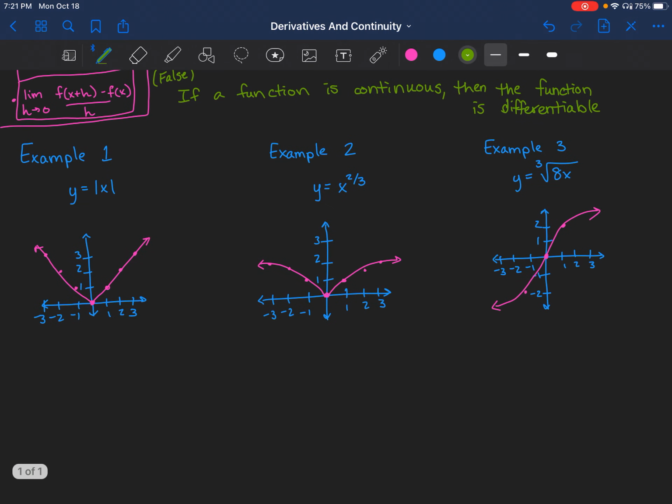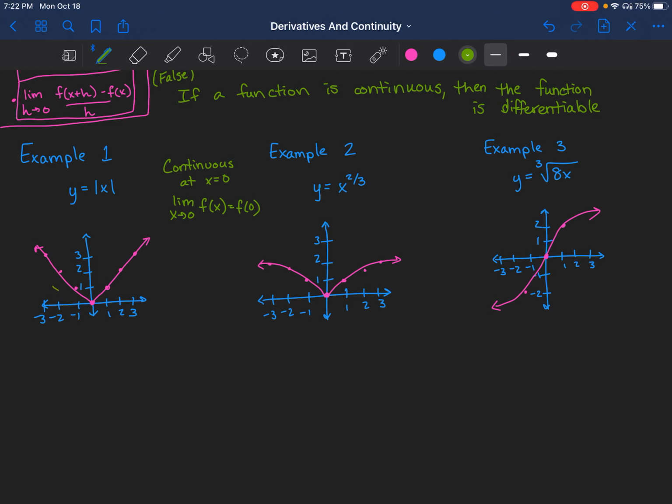And I've got three of them here. And I'm going to focus specifically on x equals 0 for all of these. Now, I do want to point out, I went ahead and graphed all these. The first one is y equals absolute value of x. Notice it is continuous at x equals 0, because if I check the limit as x approaches 0 from both sides, that does give me the same answer as if I plugged in 0.